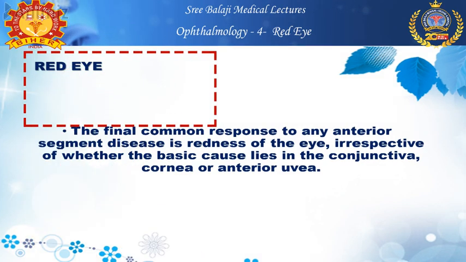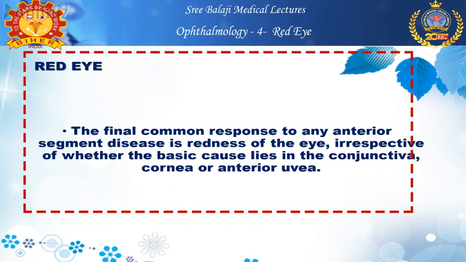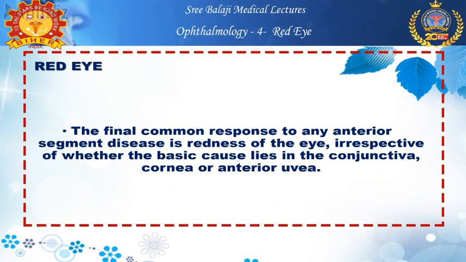The final common response to any anterior segment disease is redness of the eye, irrespective of whether the basic cause lies in the conjunctiva, cornea, or anterior uvea. The eye is basically divided into the anterior segment and posterior segment. The anterior segment comprises the structures with the lens and anterior to it, namely the cornea, the iris, the conjunctiva. The structures behind the lens, namely the retina, the choroid, the optic nerve, all constitute the posterior segment. So, redness of the eye is basically a response to any anterior segment pathology.